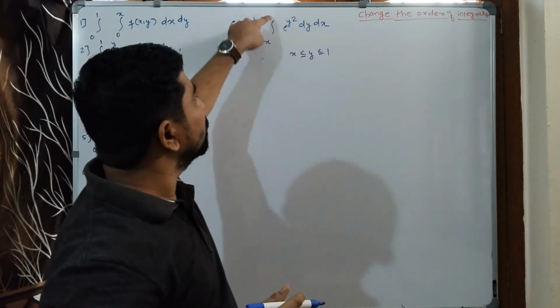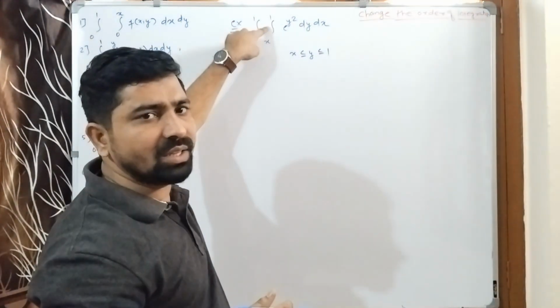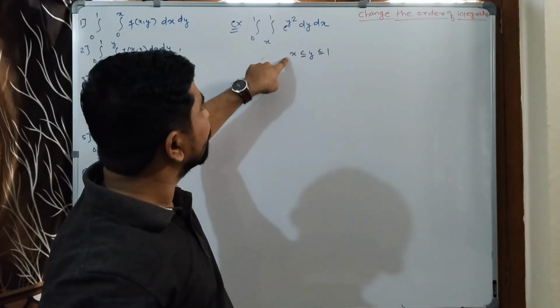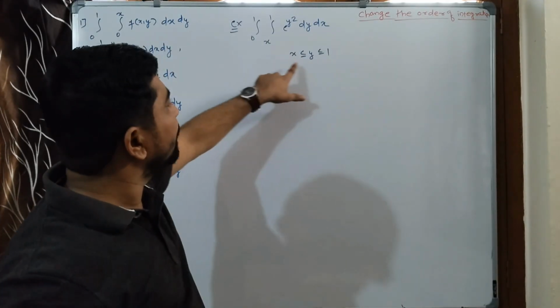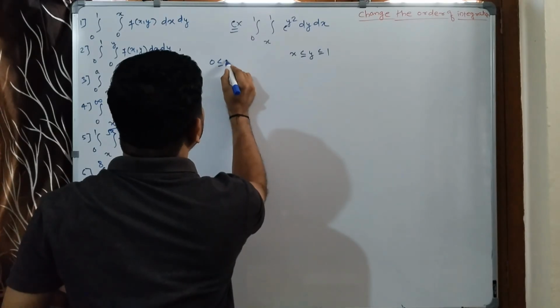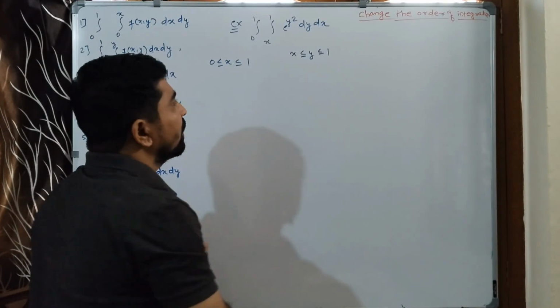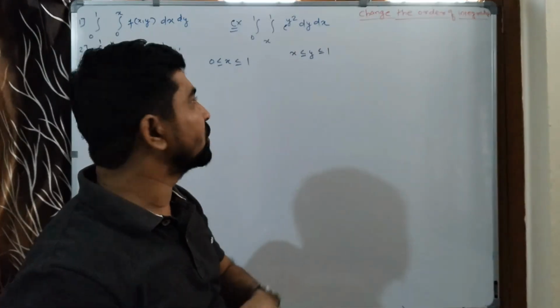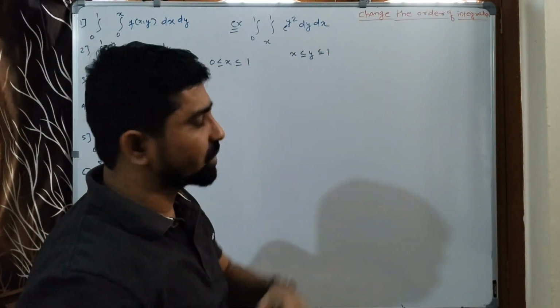So x to 1, that must be the value of y, that is not again the value of x. That's why I am taking y belongs to the closed interval x to 1. If this is the value of y, that must be the value of x. Therefore 0 is less than or equal to x, which is less than or equal to 1. Now with the help of these two closed intervals, I will draw the region of my integration of the function e to the power y square.